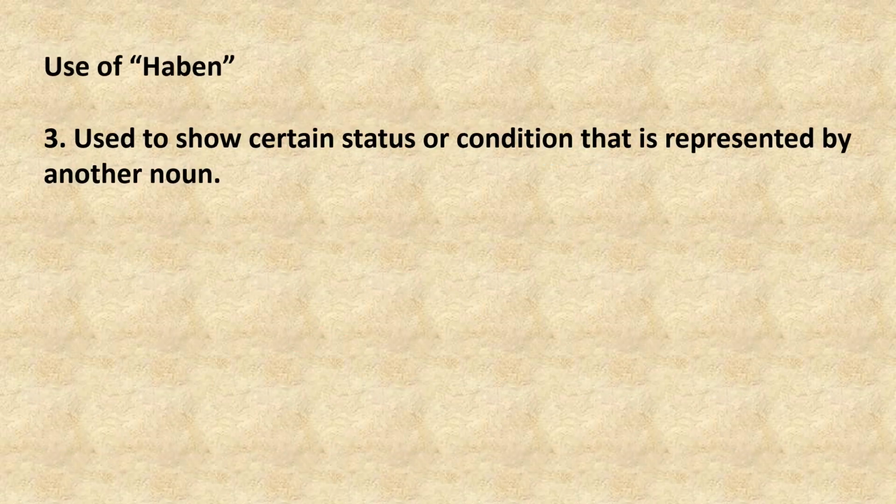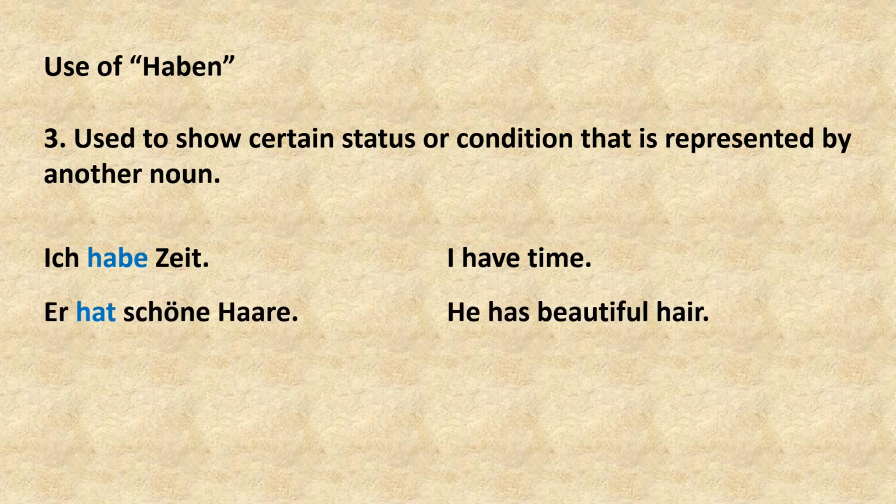Haben is also used to show certain status or condition that is represented by another noun. For example, ich habe Zeit. I have time. Er hat schöne Haare. He has beautiful hair.